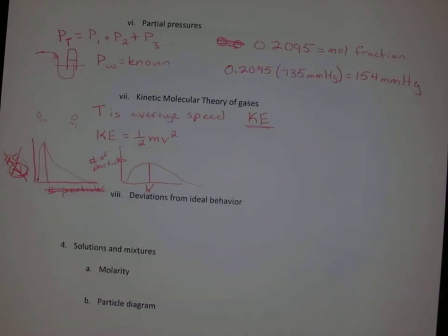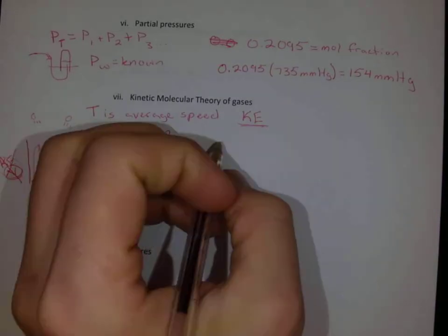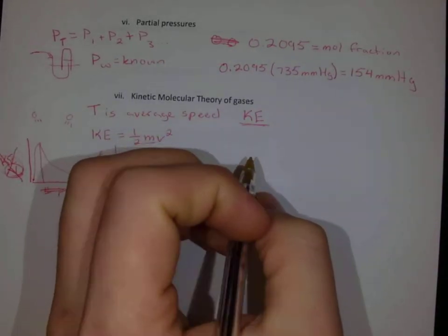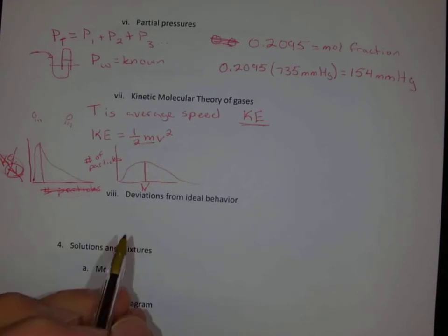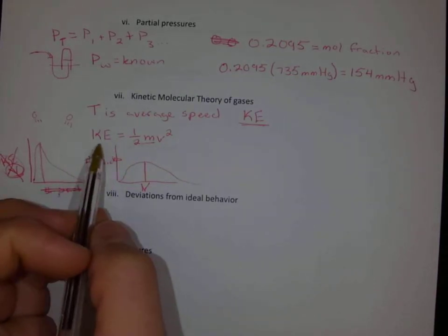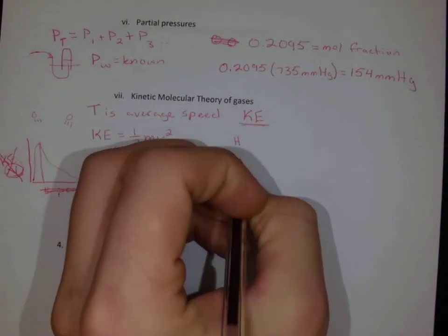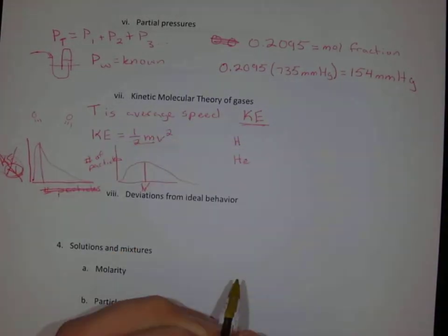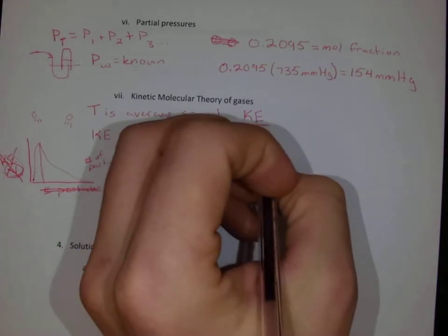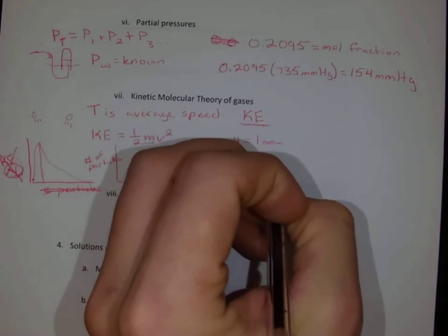All right, so we can also use this to compare different particles. We know that it also depends on the mass. So if I have different masses of my gases, then their kinetic energies are going to be maybe the same. The average kinetic energy will be the same, but they're going to be moving at different speeds. So I can compare hydrogen versus helium. Hydrogen would have a mass of 1, so 1 AMU. My helium would have a mass of 4 AMU.